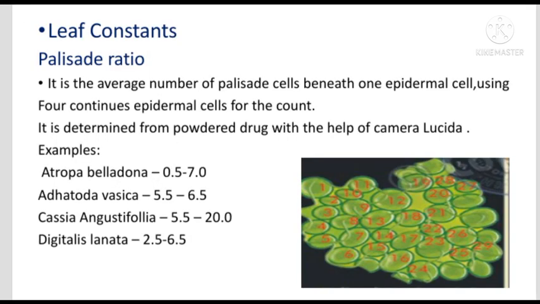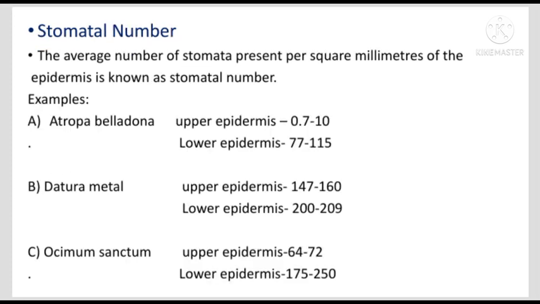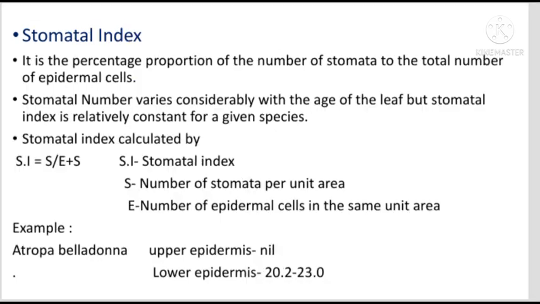Leaf constants. First one is parasite ratio. It is the average number of parasite cells beneath one epidermal cell, using 4 continuous epidermal cells for the count. It is determined from powdered drug with the help of camera lucida. These are the following examples of stomatal number. The average number of stomata present per square millimeter of the epidermis is known as stomatal number. Examples are Atropa belladonna, Datura metel and Ocimum sanctum.